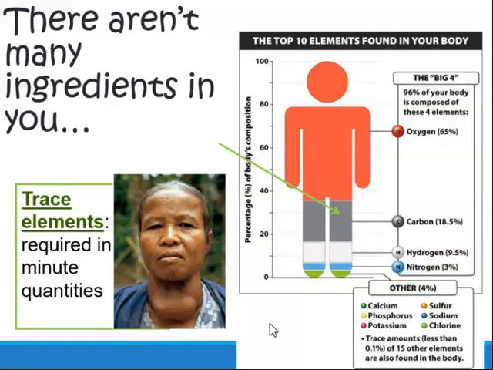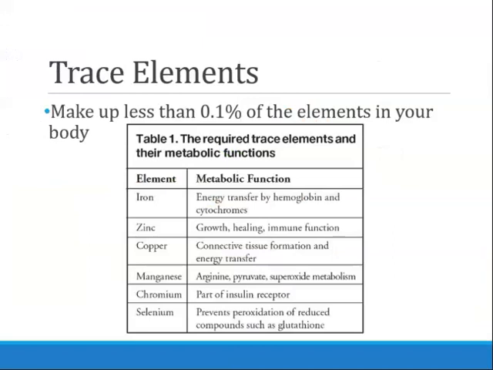If you look at your table salt, in most developed countries, we see that table salt, or those big packets of salt, are iodized. So this allows for putting iodine in our diet so that we don't get conditions such as goiter. But again, these trace elements are only required in small amounts. They make up less than 0.1% of the elements in your body.